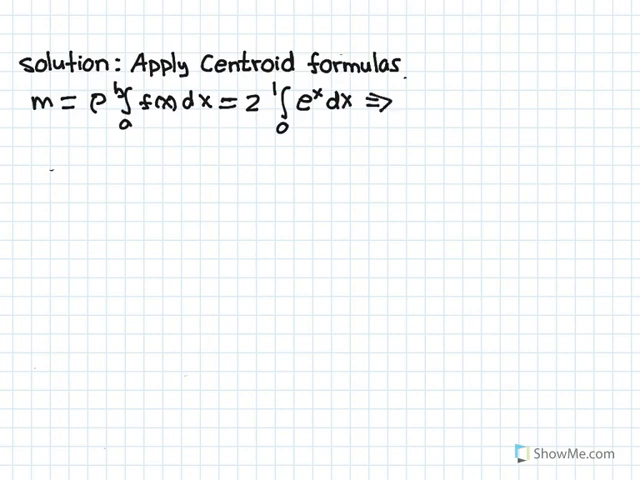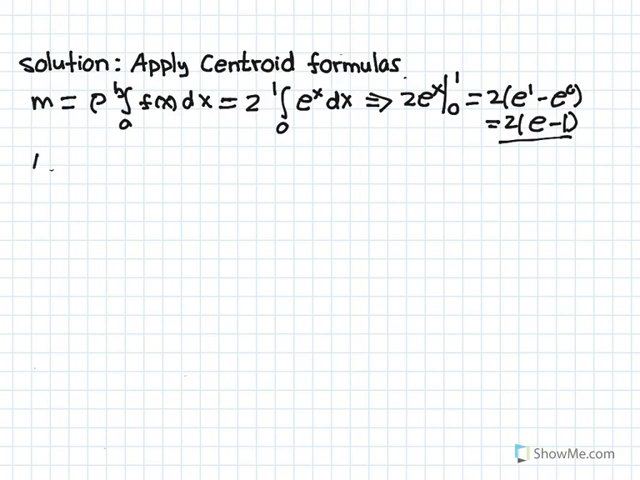Integrating e to the x, what is the antiderivative of e to the x? It is itself. So we get 2 times e to the x, apply the fundamental theorem of calculus, evaluate from 0 to 1. So we get 2 times e to the 1 minus e to the 0. And we get 2 times, e to the 1 is just e, and e to the 0 is 1, so 2 times e minus 1.